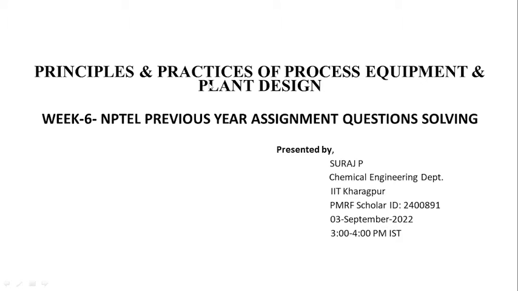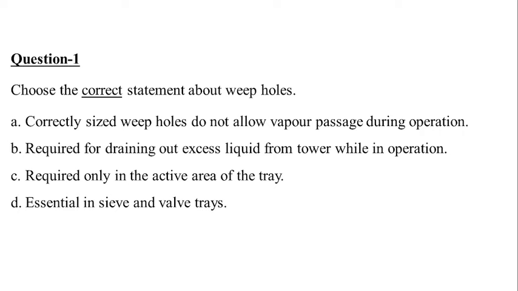So let us go to the first question. In the first question, it was asked, choose the correct statement about the weep holes. Four options are there. First option, correctly sized weep holes do not allow vapor passage during operation. Second option, weep holes are required for draining out excess liquid from the tower while in operation. Third option, required only in the active area of the tray. And fourth option, essential in sieve and valve trays.